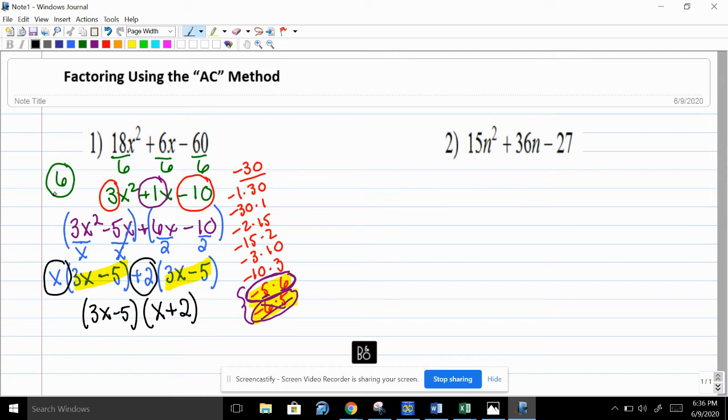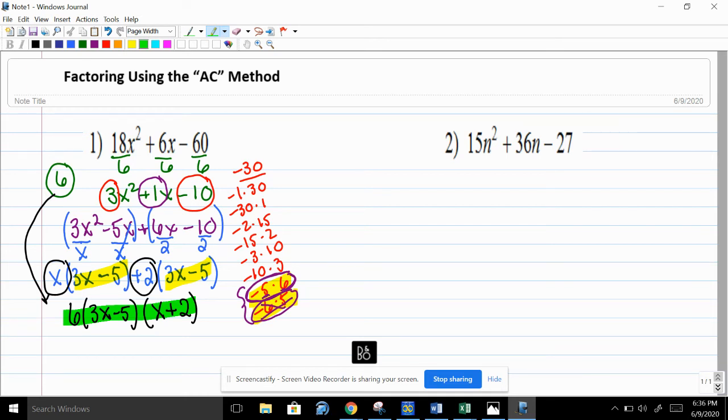And we just can't forget about that 6, right? You got to bring that 6 and put it all the way down in front. So your final answer for number 1 is 6 times the quantity 3x minus 5 times the quantity x plus 2.